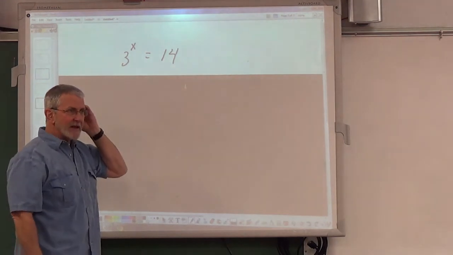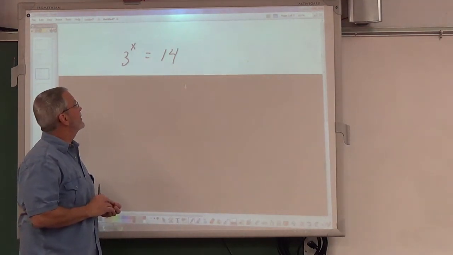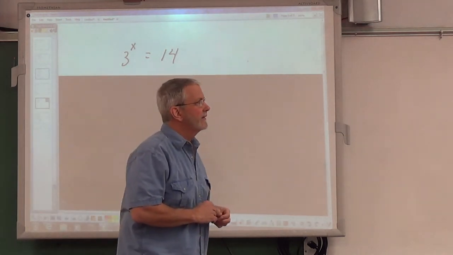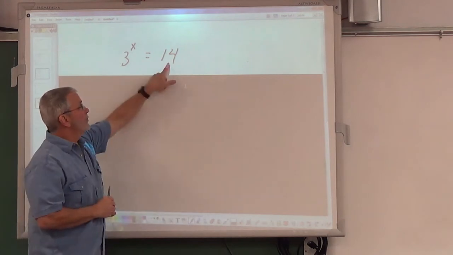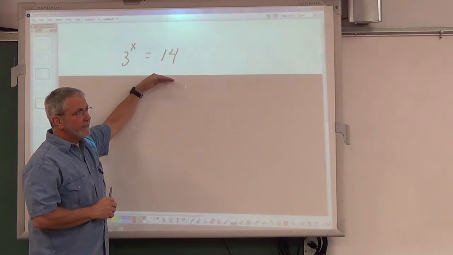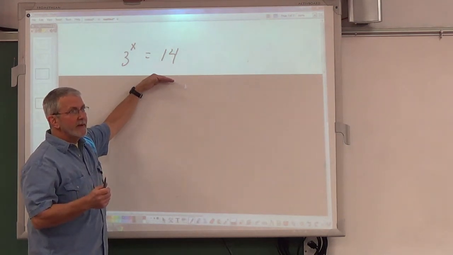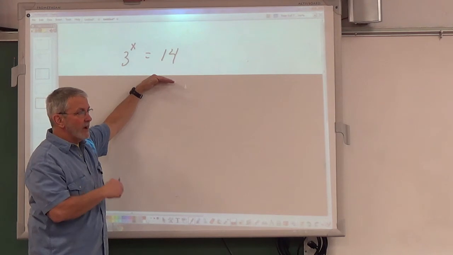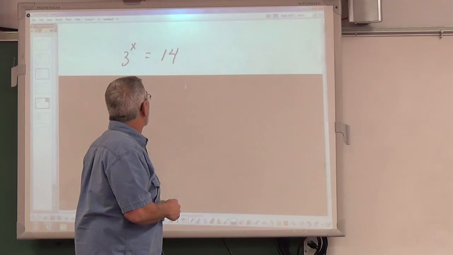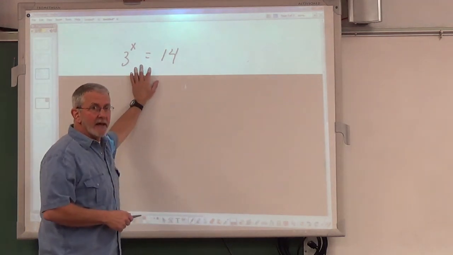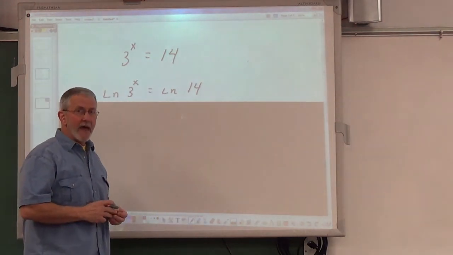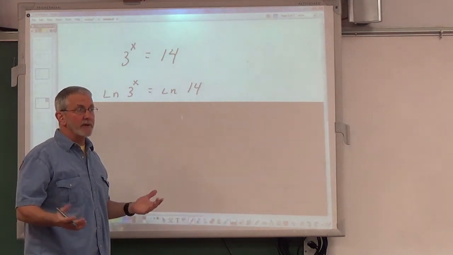Oh, 3 to the x is 14. That means I have to write 14 to a power of 3. Not possible here. So what we're going to do, and this is something that we do in calculus a lot, I'm not sure if our textbook is going to solve this problem in this way, but this is how we are going to solve this problem. What we're going to do is just to ln both sides. We're going to use the natural logarithm and we're going to ln both sides. I can do that, again, because the natural logarithm is a one-to-one function.